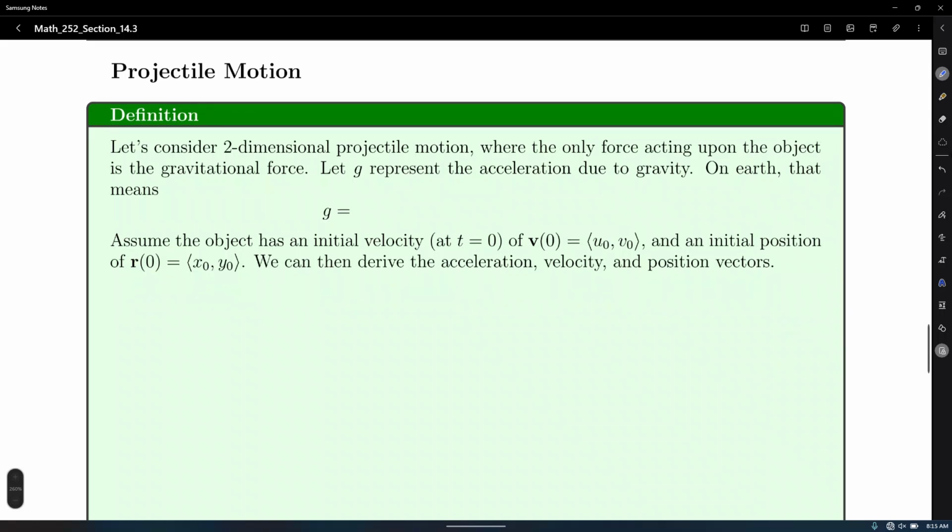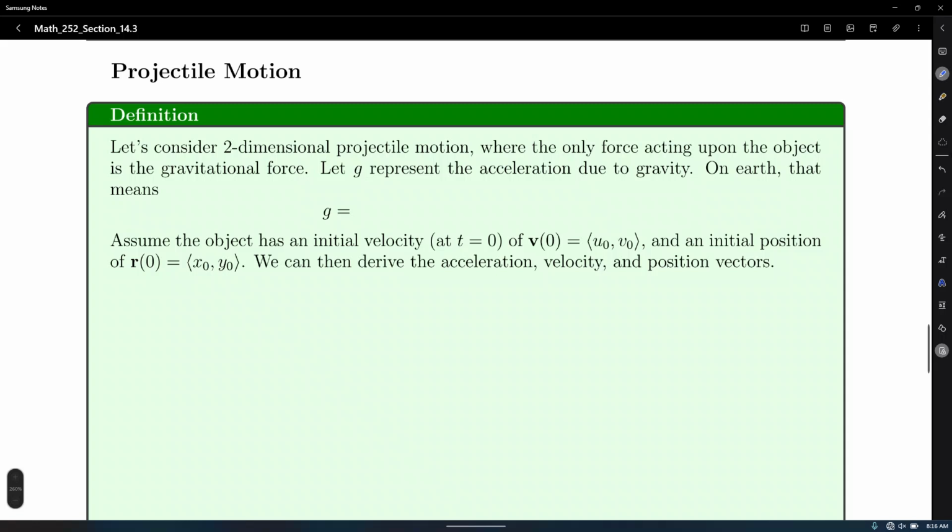So if we consider the two-dimensional projectile motion, where the only force acting on the object is gravity, of course there's other forces that may interfere in the projectile motion, like temperature, maybe pressure, and many other things. But for this situation, we're going to ignore all that. All right. So g represents the acceleration due to gravity, on Earth, of course, unless you're on a different planet. Well, you can deduce the same or derive the same equation, just change the acceleration due to gravity for whatever planet you want to look at.